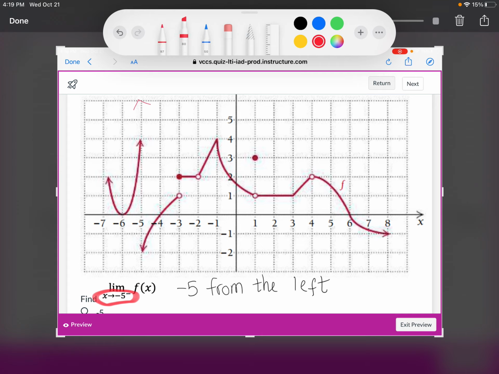Now again, -5 is where we have that vertical asymptote. So if I'm trying to follow this graph and trying to go to -5, as you can see, the graph is going straight up. So the answer will be positive infinity.